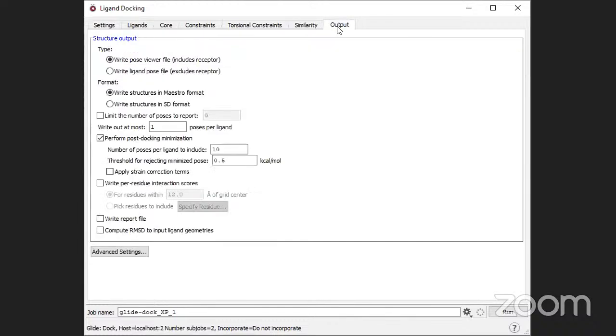And the final thing is output. Here you can see the number of poses after post docking, how many ligands you want. That means how many conformations we require. That we can specify here. Sometimes we can keep 1, or sometimes we can keep 10 or 50.